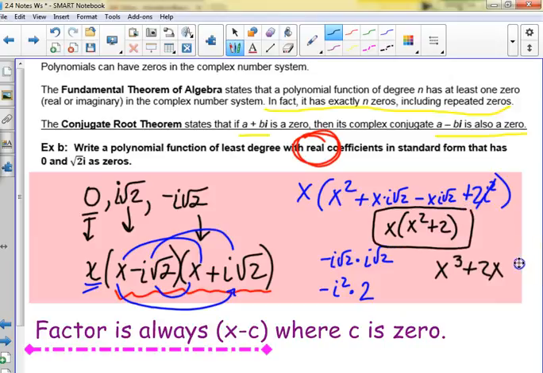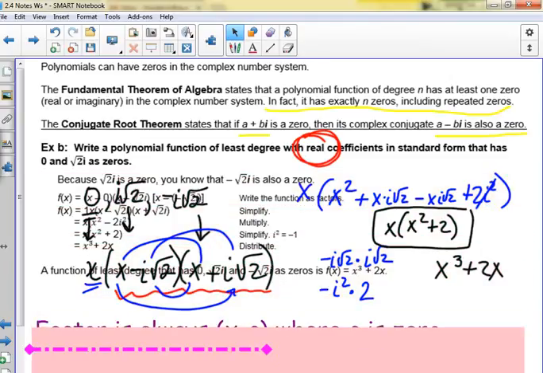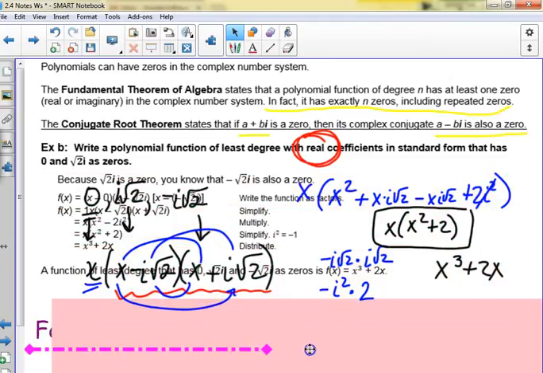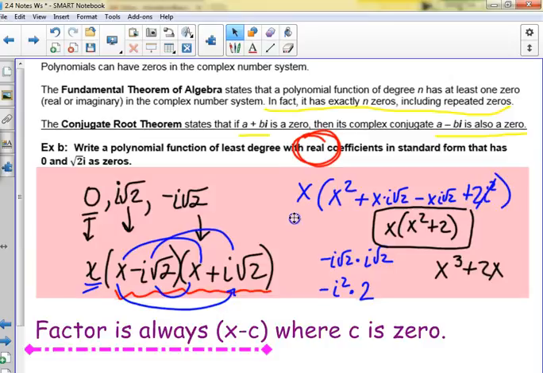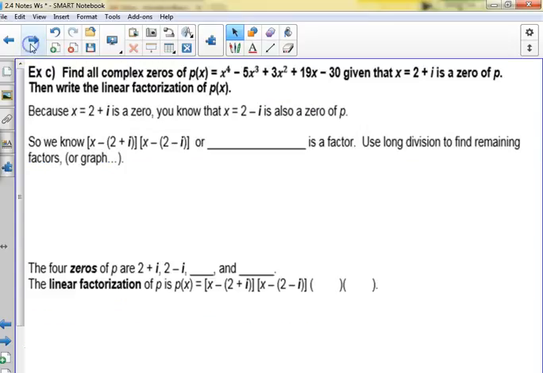I'm going to let you stop as soon as you have real coefficients. You don't have to FOIL it all out. This one, it wouldn't have been hard, but some of them it would be. Okay? Okay, I'm going to move this. Is that what you have on your paper? x cubed plus 2x? It was all done for you, right? Okay.